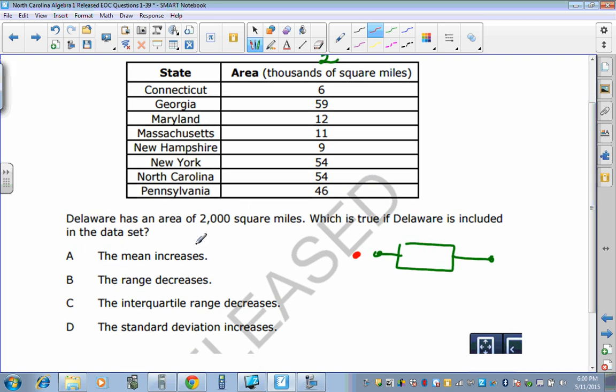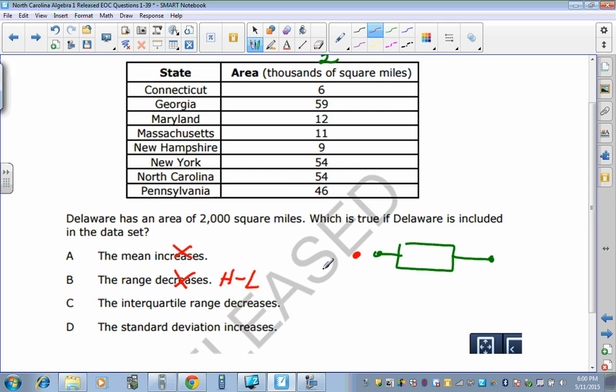The mean increases. That is false. When we put that 2 in there with those others, it's going to pull the mean down. The mean is going to decrease. The range decreases is false. The range, remember, is the highest minus the lowest. It was 59 minus 9, so the range was 50. Now it's going to be 59 minus 2, which is 57. The range actually increases.